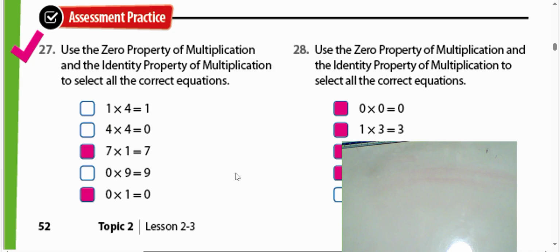Next question. Use the zero property of multiplication and the identity property of multiplication to select the correct answer. 1 times 4 is 4. 4 times 4 is 16. 7 times 1 is 7. And 0 times 1 is 0.